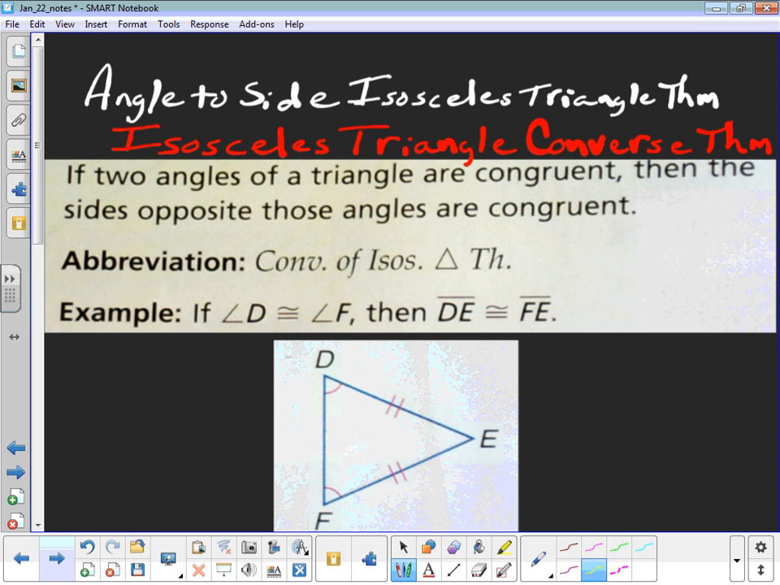So those angles are congruent because the sides were congruent. Now, we do have a theorem that goes the opposite direction. I refer to it as the angle to side isosceles triangle theorem. Your book doesn't even give it a name, they just give it a number.